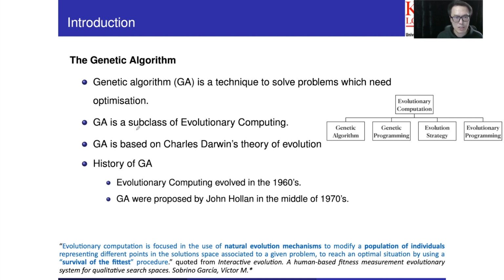And GA is a subclass of evolutionary computing. Evolutionary computation consists of a number of topics, and the genetic algorithm is one of them. We can break GA down into BGA, the topic I'm talking about, the binary genetic algorithm, as well as CGA, the continuous genetic algorithm, which we will cover in the next topic. In topic 5, we will cover genetic programming as well. Genetic programming uses tree coding, while in the genetic algorithm, BGA, we use binary coding. In topic 6, we talk about evolution strategy, and there is also evolutionary programming, but we will not cover that in this module.